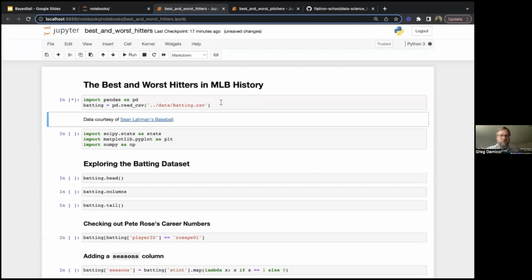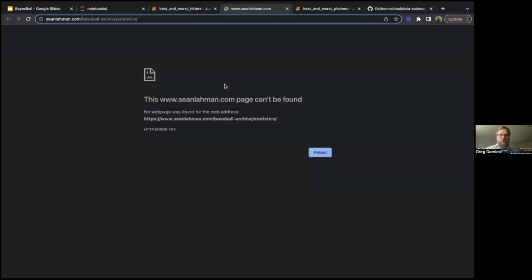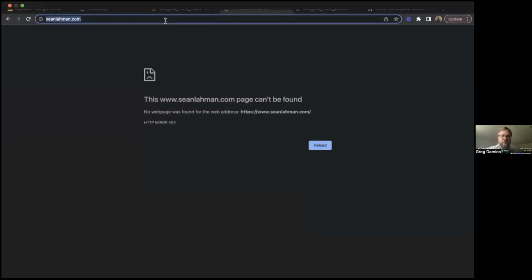To start, I'm just going to bring in some data here. If you're interested in this data set, it looks like I need to update this link. There's a guy called Sean Lehman who has a big baseball archive of statistics. We'll update this link for you. Also, you can check out the data link on my GitHub page where this is being run from.